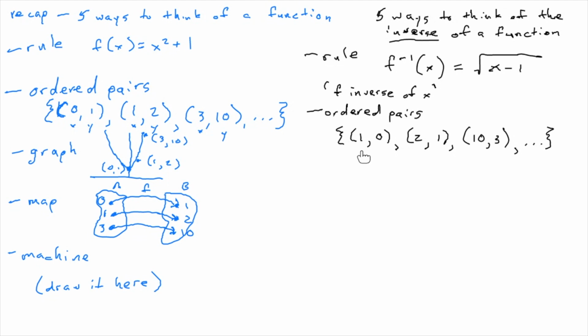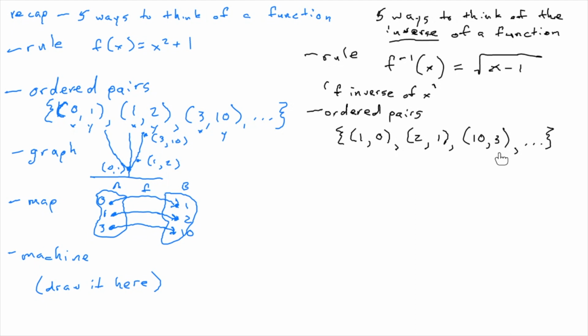Plug in a 1. So here's a 1. Plug it in. 1 minus 1 is 0. Take the square root. I get 0. Oh, yeah. Okay. Try the 2. Plug in a 2. Subtract 1. I get 1. Take the square root. Yeah, it's still 1. There it is. Yep. 10. Plug it in. Subtract 1. I get 9. Take the square root. I get 3. Oh, yeah.